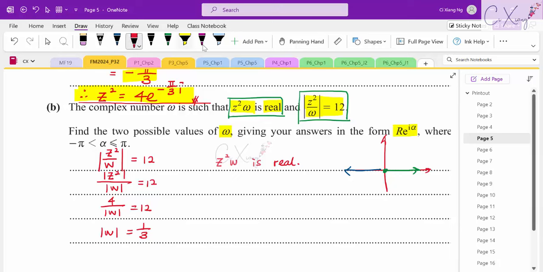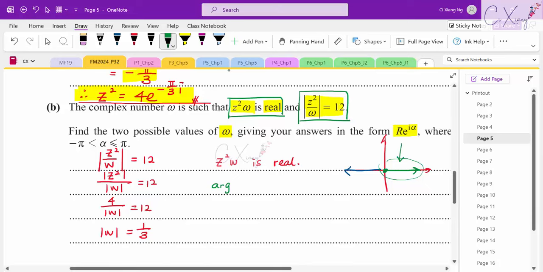Now let us start with the first one, the green color part. If I have any number on the x-axis, we have maybe x and 0, so x plus 0i. Therefore, it is real. Let's say this green color one is my complex number z square W. I know that it is real, therefore the angle should be 0.